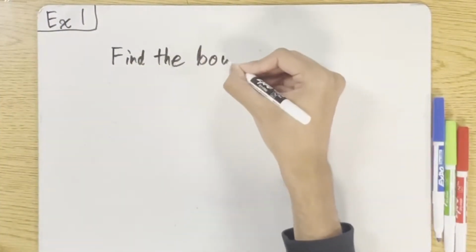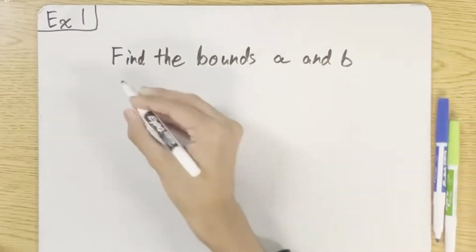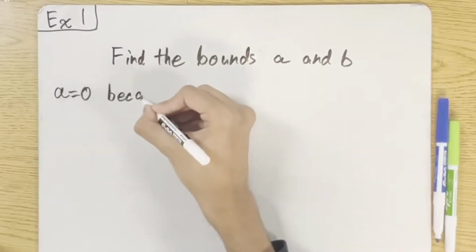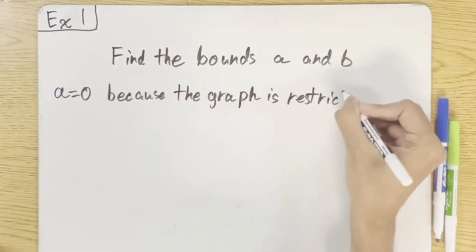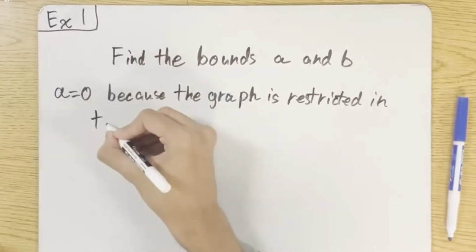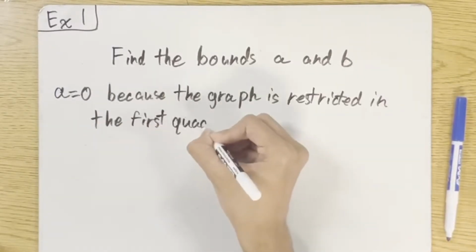The next step is to find the bounds of your integral, represented here by a and b. A is given because the y-axis and the x-axis intersect and you are in the first quadrant. For b, we need to solve when y is equal to 0.